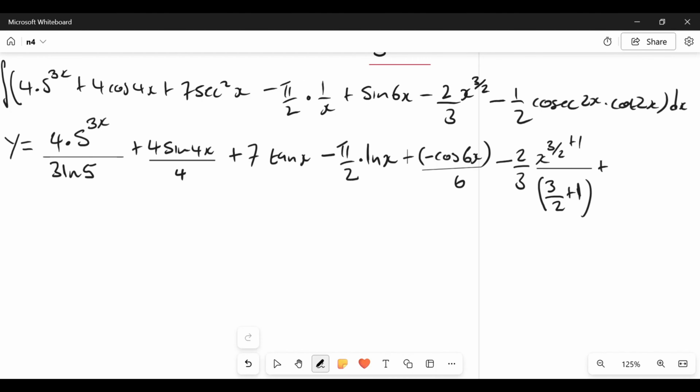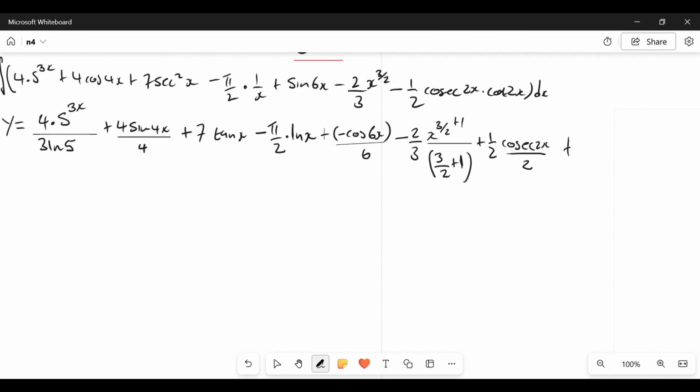So we're going to write plus half and then cosec 2x over 2. Right, let's create more space there to finish everything, plus c. Some of you might be confused, why do we have to have plus there? Because this is a negative there.